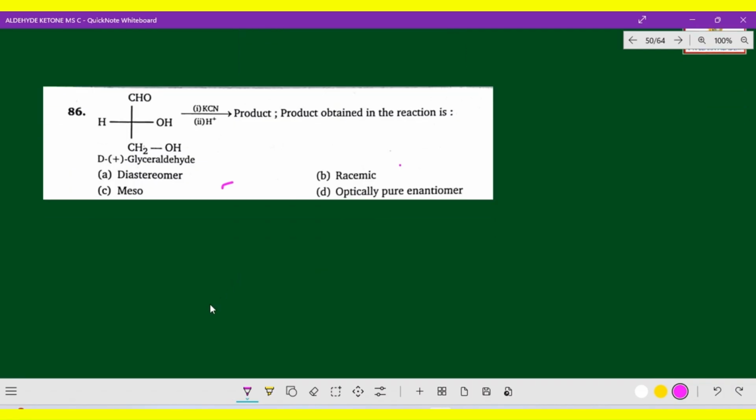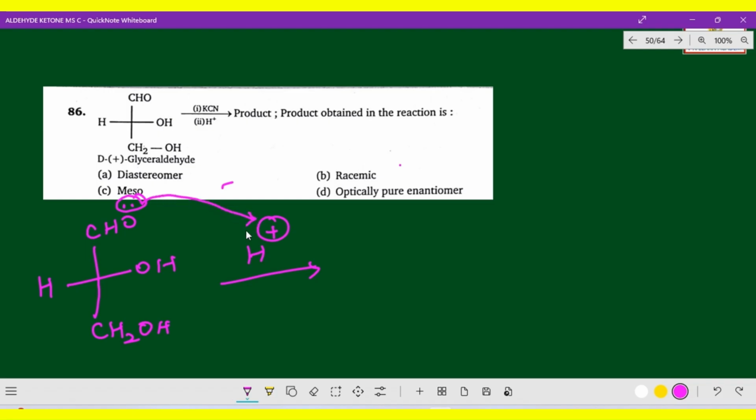Here this is CHO, H, OH, CH2OH, combined with KCN as well as H plus ion. First and foremost, the H plus ion reacts, because there is a lone pair of electrons which is attracted towards the H plus ion. So you get the product CH double bond O with H, then H, OH, and here CH2OH.